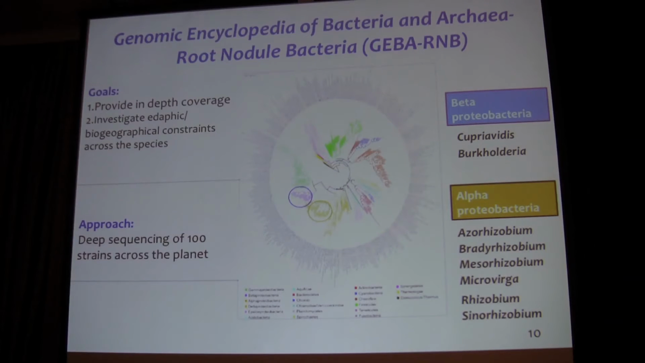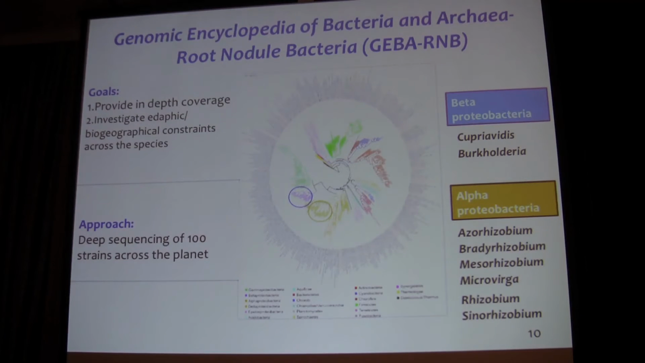So it was more than just looking at the importance of genomes to the work that we're doing in Australia, but also broadening that right out to the community. And it was a great opportunity to be able to do that. And so what we've done is to set up a resource called the GEBA-RNB resource, or the Genomic Encyclopedia of Bacteria and Archaea for the root nodule bacteria. So it's a sub-branch of the GEBA program.